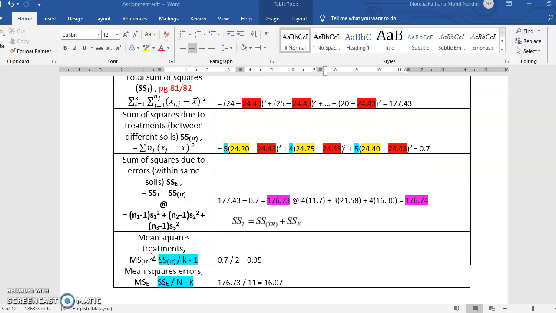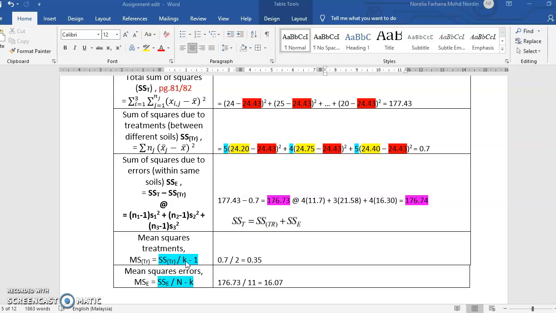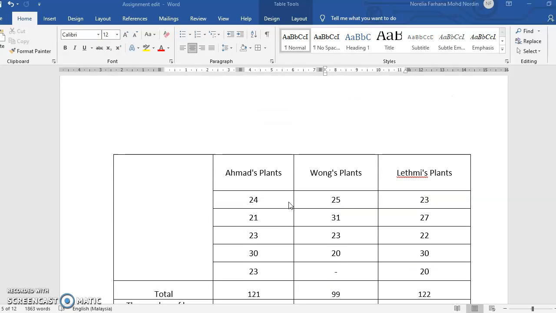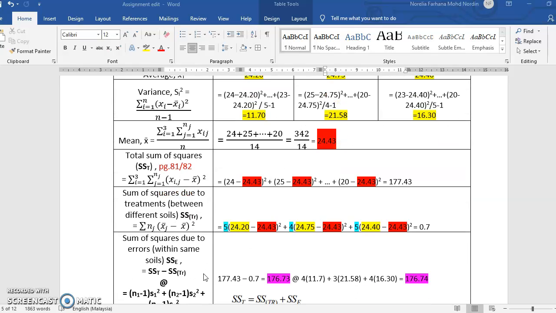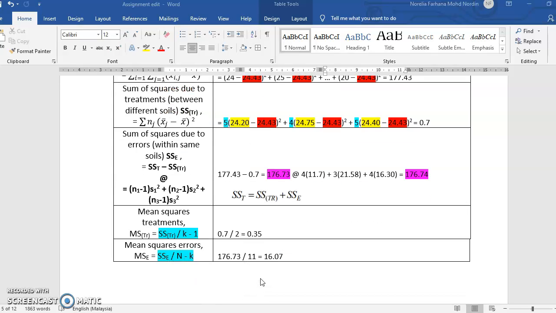Okay, the next step, we calculate the mean square treatment, MS treatment. The formula is the sum of squares treatment, which we got earlier, 0.7, divided by K minus 1. K is the number of groups. We have 3 groups, so 3 minus 1 is equal to 2. Divide, and we get 0.35.